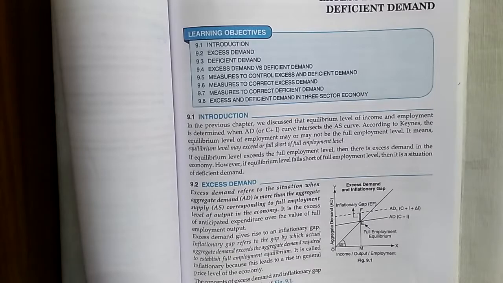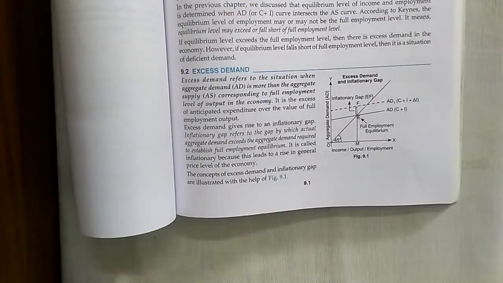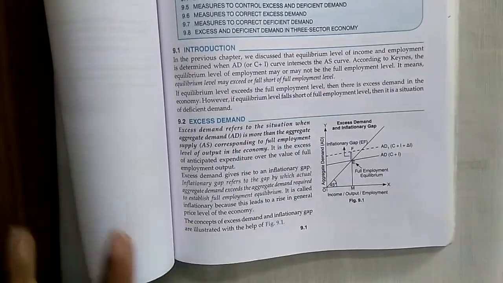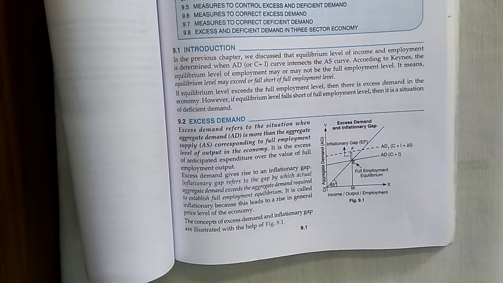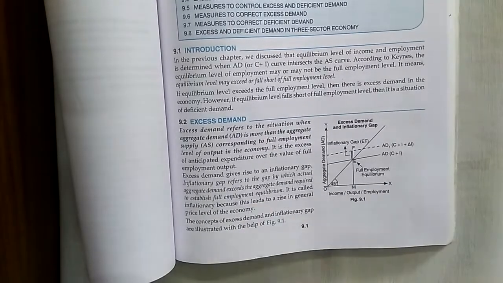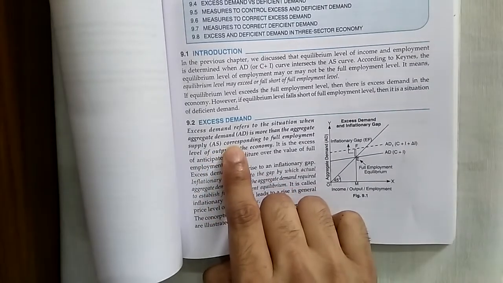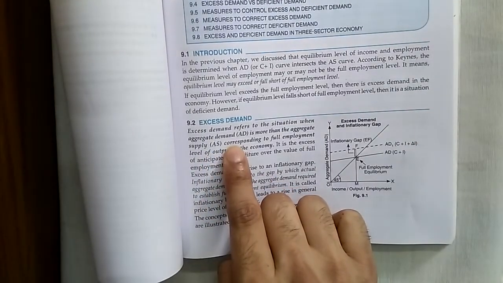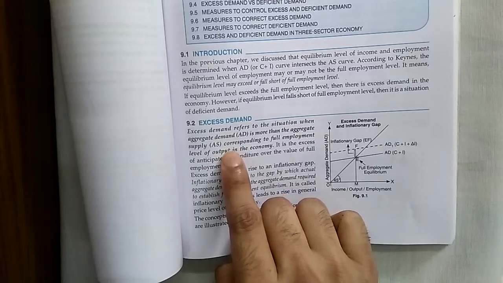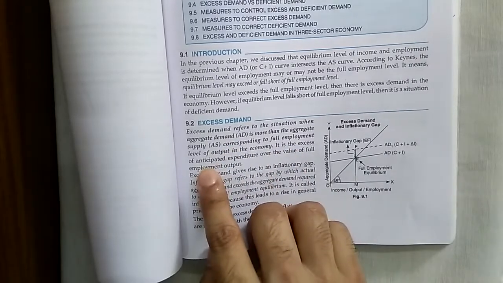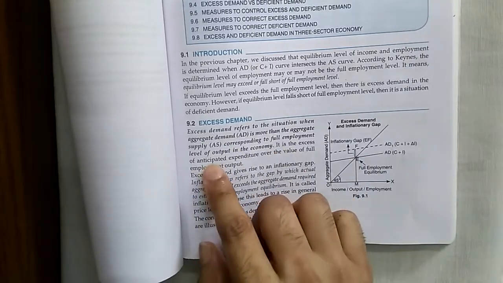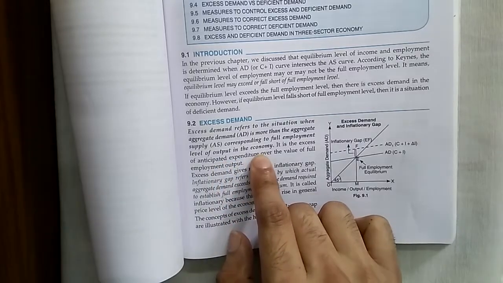Now we'll understand there are two concepts. The first one is excess demand and the other one is deficient demand. So first we'll study excess demand. Excess demand refers to the situation when aggregate demand, that is AD, is more than aggregate supply corresponding to the full employment level of output in the economy.